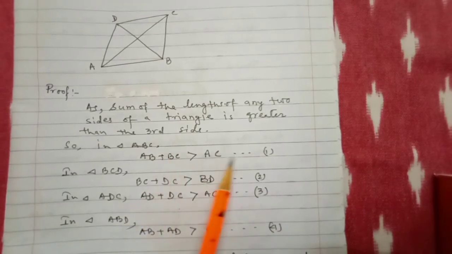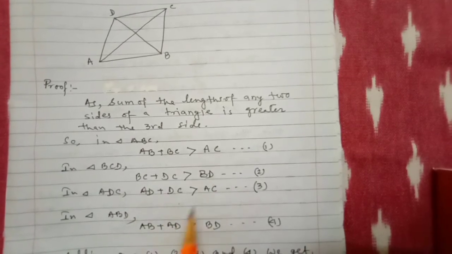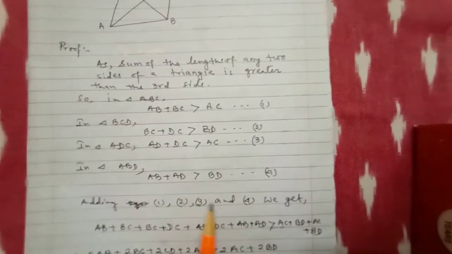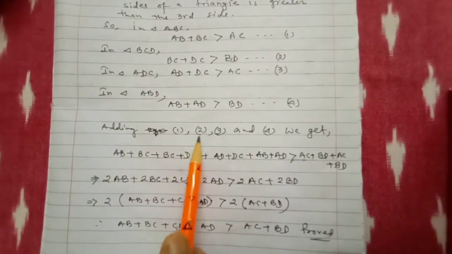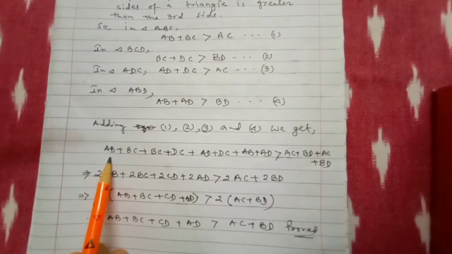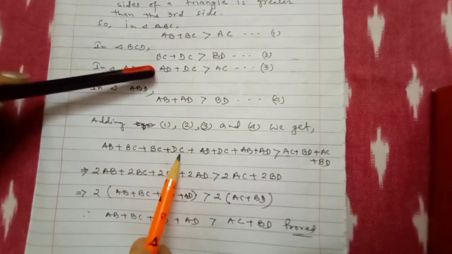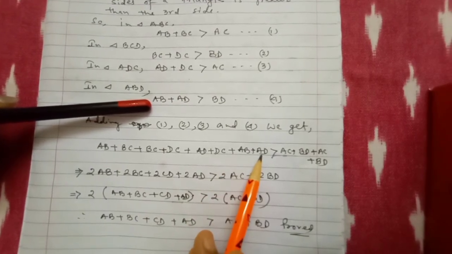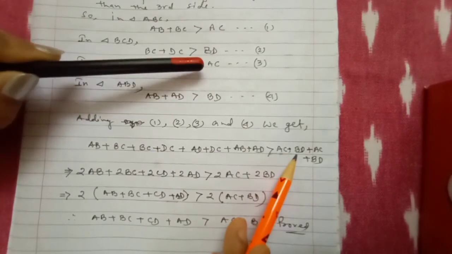Now what we will do? We will add equations 1, 2, 3 and 4. That means the left side portion I will add in the left side, and the right side portion I will add in the right side. The greater than sign will be there. Now adding 1, 2, 3 and 4 we get AB plus BC, AB plus BC, then BC plus DC, then AD plus DC, then AB plus AD, greater than AC, BD, AC, BD.